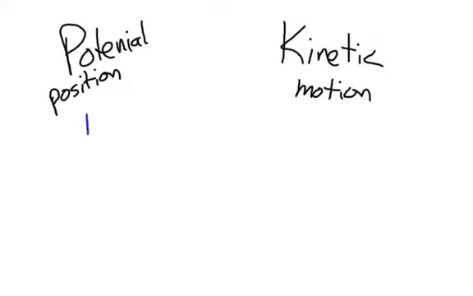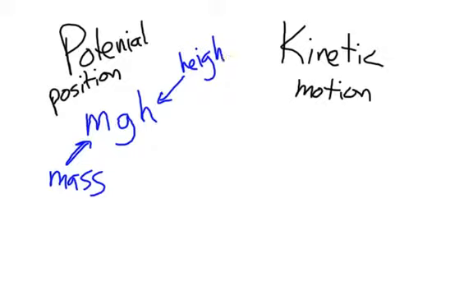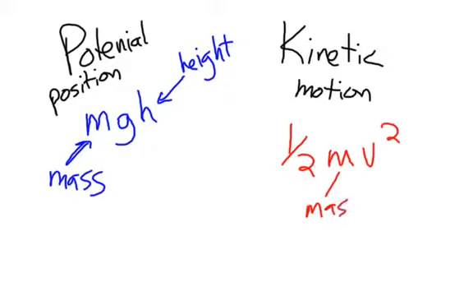Potential energy is mgh, where m is mass, g is gravitational acceleration, and h is the height. And then kinetic energy is 1/2 mv squared, where m is mass and v is the velocity of the object.